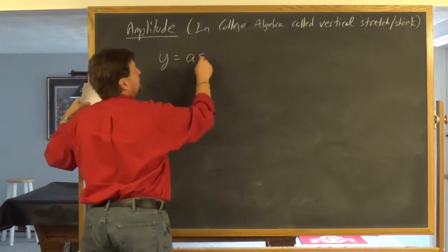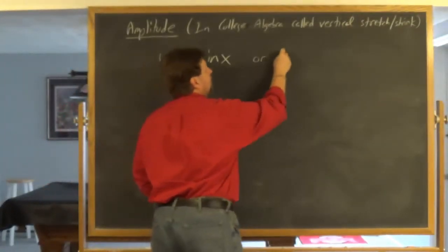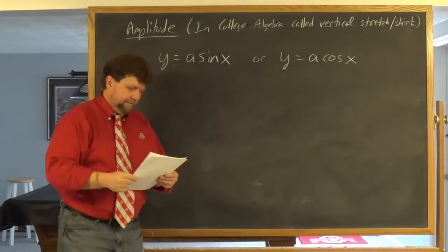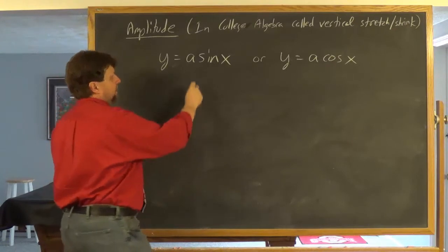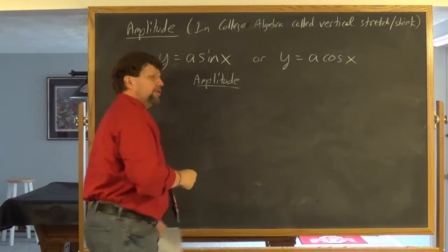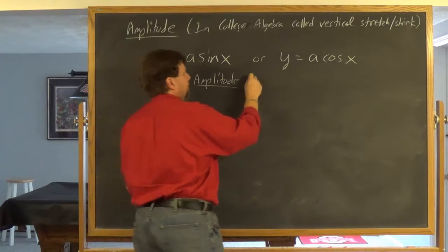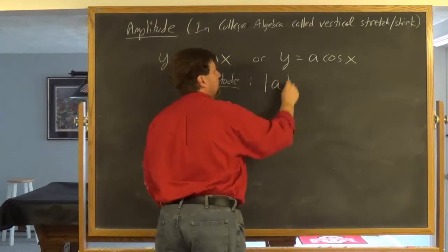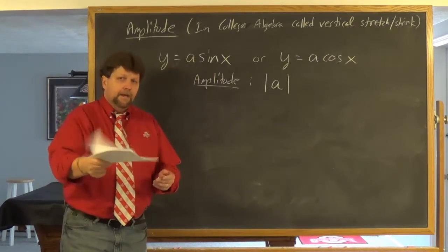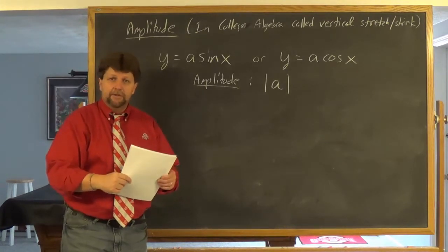So in general, if you are looking at the function a times sine x or a times cosine x, the amplitude of the graph, or how much it's stretched or compressed, is simply the absolute value of whatever a is. Okay, let's look at a quick example of graphing a basic trig function with a little amplitude involved.